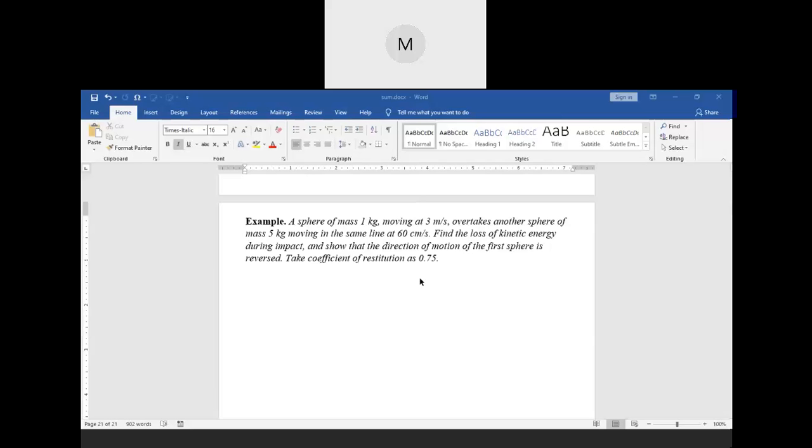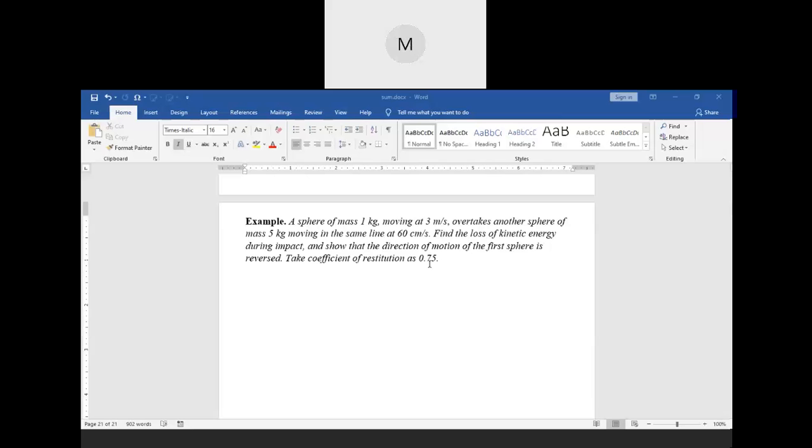And the u2 is given as 60 centimeter per second. Now look, 100 centimeter equals 1 meter. So 60 centimeter equals how much meter? Someone tell me. 0.6. Yeah. So what will be the initial velocity of the second sphere then? It is 0.6 meter per second. It is 0.6 only.